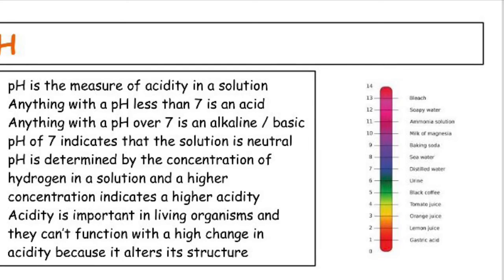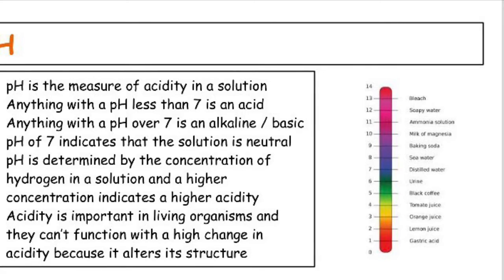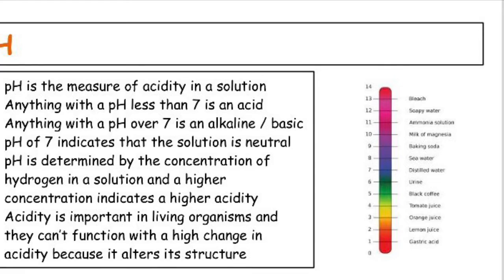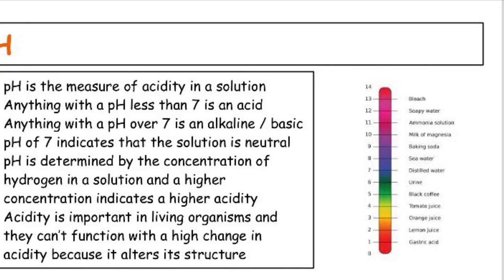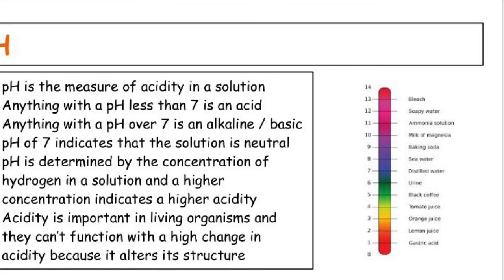pH is determined by the concentration of hydrogen in a solution, and a higher concentration indicates a higher acidity, while a lower concentration of hydrogen indicates more basic solutions. The reason that pH is so important in living organisms is that they can't function with a high change in acidity because it alters the structure and therefore it can't do its job. If you don't understand acidity, you can take a look at the chart on the right, and you can see that the stronger acids are lower, while the stronger bases are on the top, near the higher numbers.